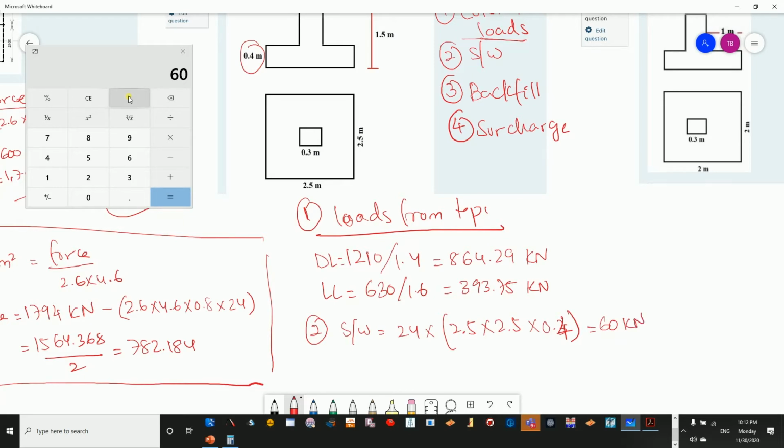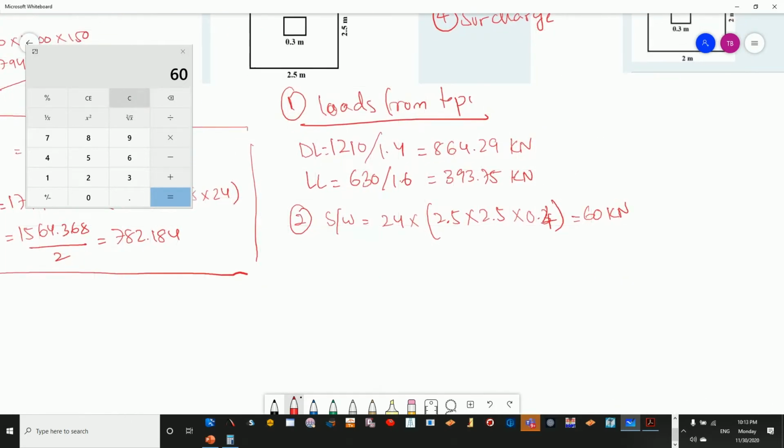Those who have considered 10% will be reduced a little bit, because 10% is used to estimate whenever we don't have the foundation dimension. If you have the foundation dimension, you should be calculating it, and I believe I have explained for you how to calculate the self weight of the different elements, which is a basic fundamental of even previous courses.